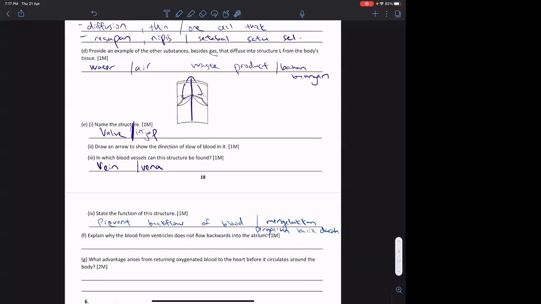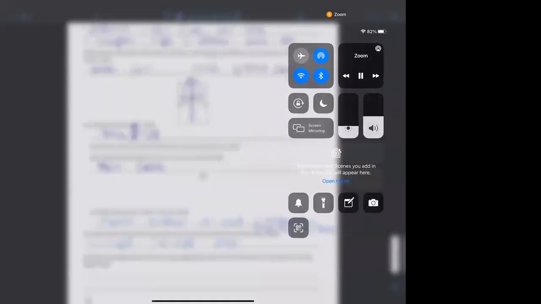Okay, so next F, explain why the blood from ventricle does not flow backward into the atrium. So a ventricle is the lower room. Why does it not go back to the upper room? When it wants to go back, you have valves closing. That's why you have the lub-dub sound, remember? The lub-dub sound. So what makes them have this sound? You have valves, which are called tricuspid and bicuspid valve. Okay, injap, tricuspid, and bicuspid. So I'm sure you know this already.